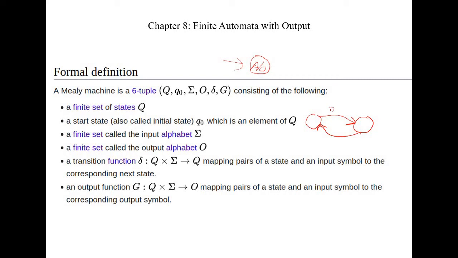For example, if you get A, the output is 0. If you get B, output is 1. And then you balance the machine to make it complete, for example, from B we get 0, and for B here we get 1.